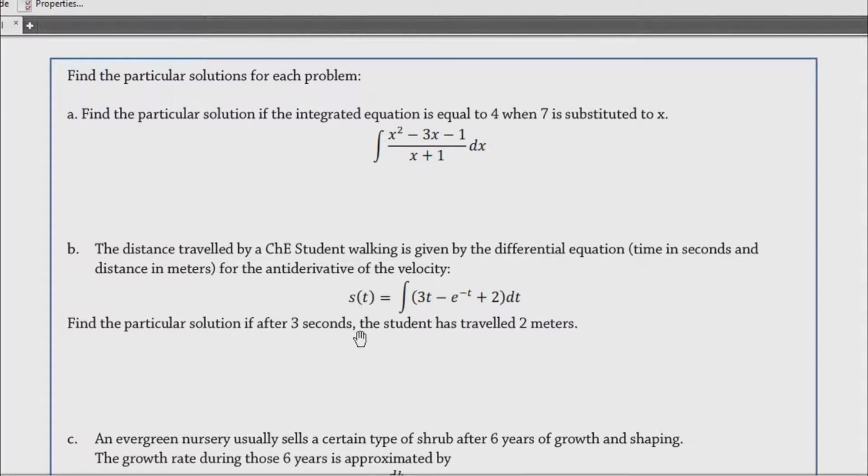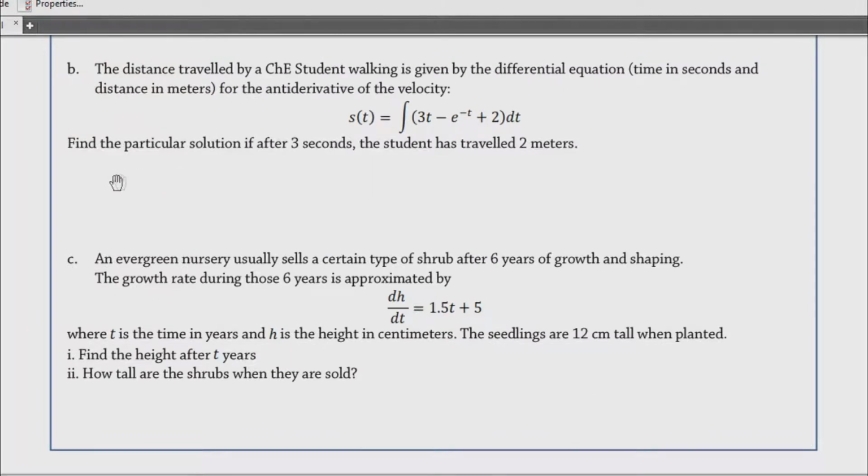Alam natin yung sa diff-cal na. Pag nag-differentiate tayo ng distance, magiging velocity siya. So, therefore, if you take the antiderivative of the velocity, you should be getting your distance. Now, what we have to do here is to find the particular solution. If after 3 seconds, so pagkatapos daw ng 3 segundo, yung student ay nakapag-travel na ng 2 meters.